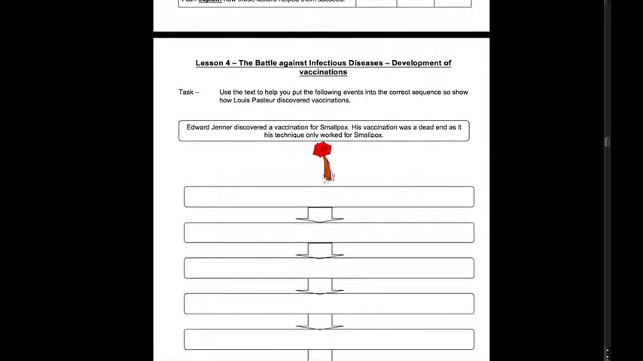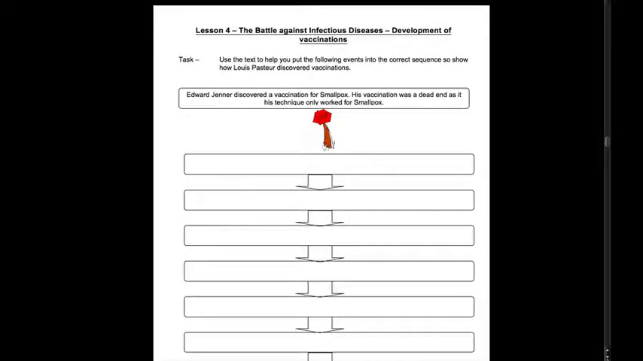How then did the work of Louis Pasteur lead to the development of vaccines? Sequence the statements in the correct order.